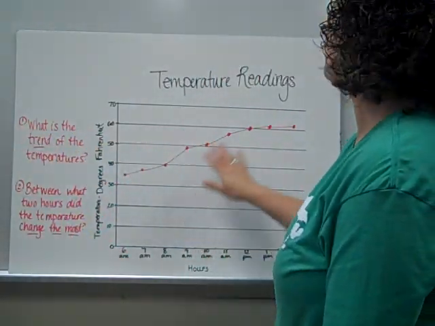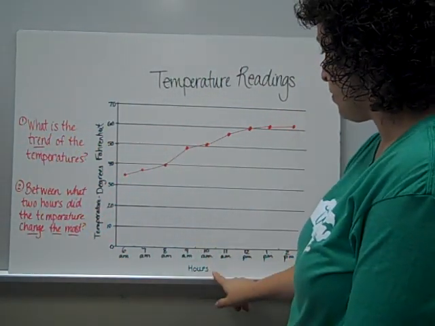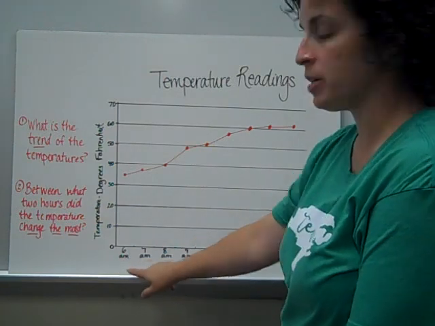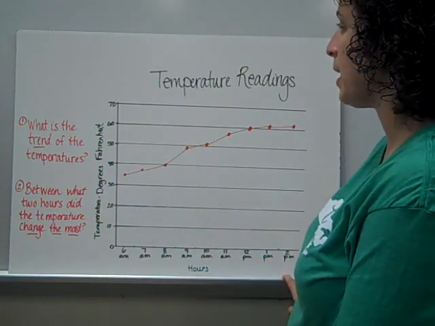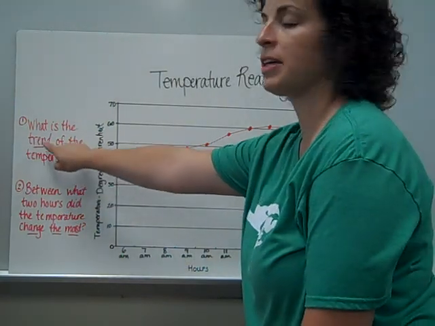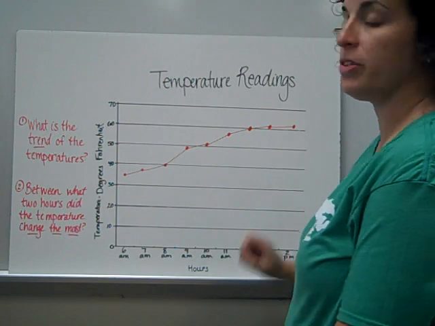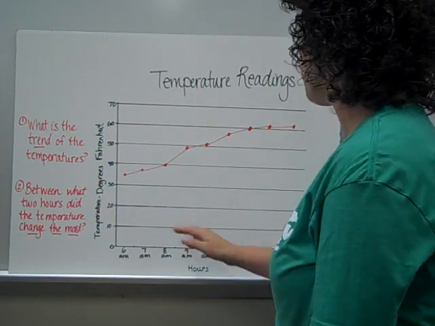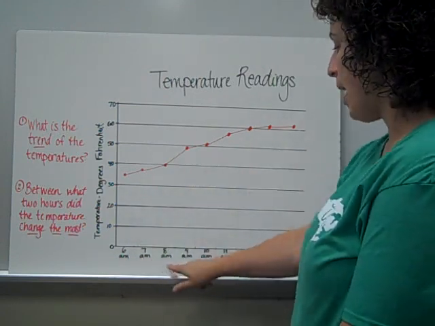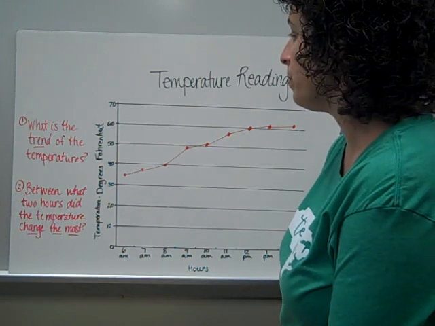Next we have our line graph showing us some temperature readings. These temperatures were taken during different times during the same day. And the first question is asking us about the trend. Remember that the trend describes the general pattern of this line. And so the trend would be that the temperature is rising as this day goes on.